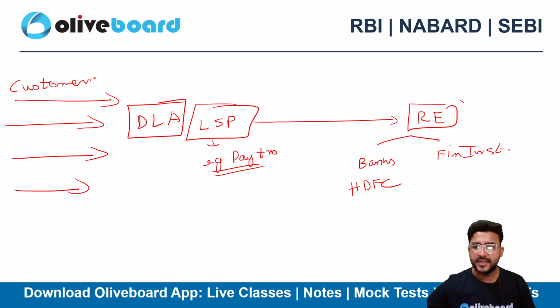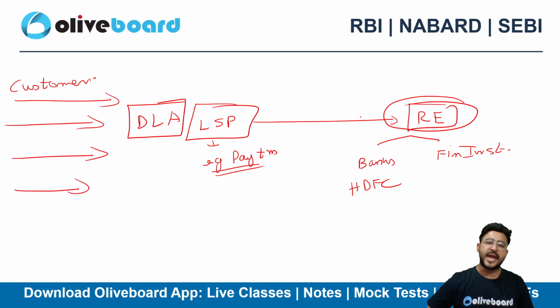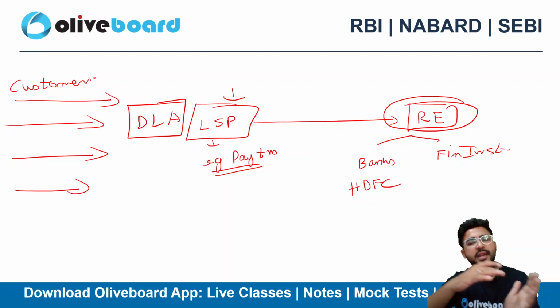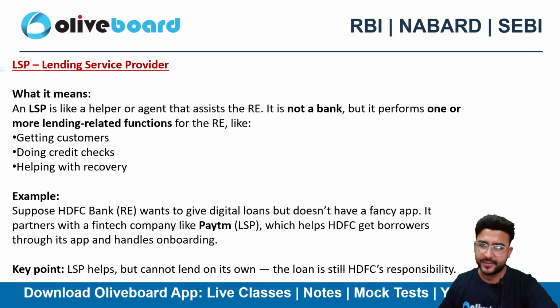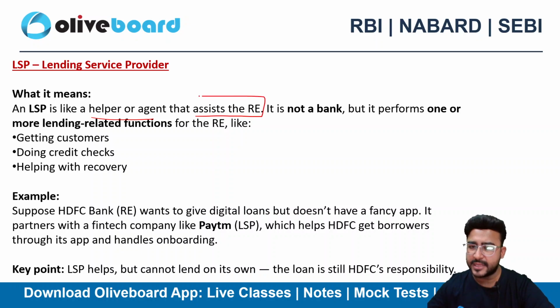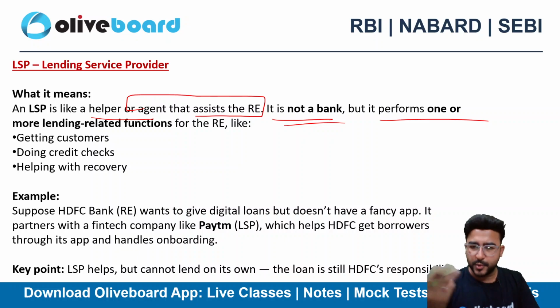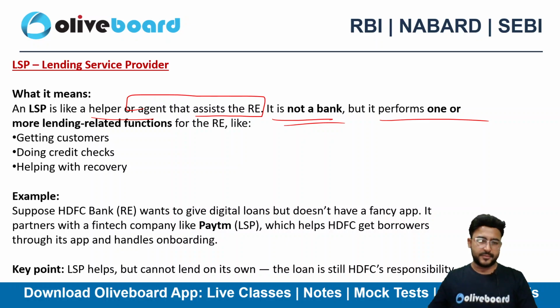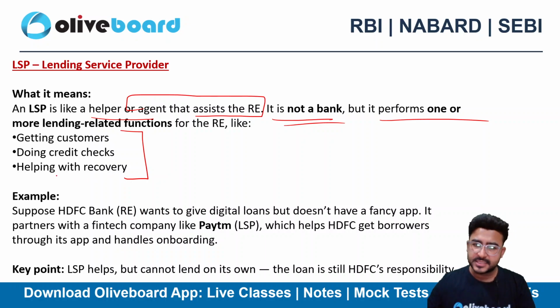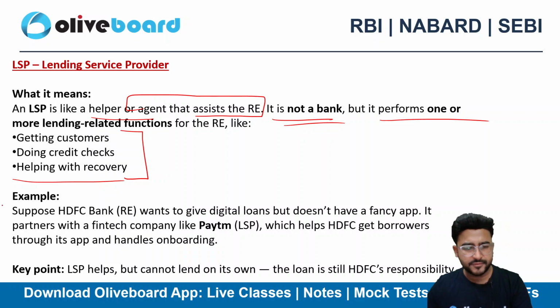The actual lending is being done by the regulated entity only. It's just acting as an agent here. It's just acting as a lender service provider, right? It's just facilitating the transaction, getting the customers connected to a right regulated entity. Okay, so lending service provider is nothing but a helper or an agent that assists the RE. It is not at all a bank in itself, but it's more of a service provider, right? It's bringing customers to the RE. Okay, so usually it does tasks like getting the customers, doing the credit checks, helping with the recovery as well.